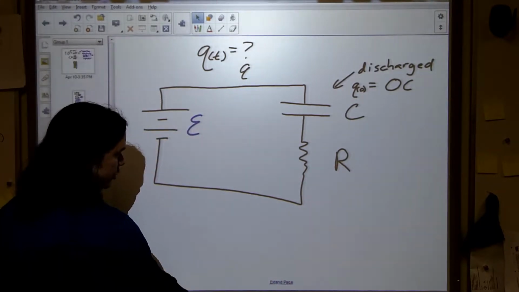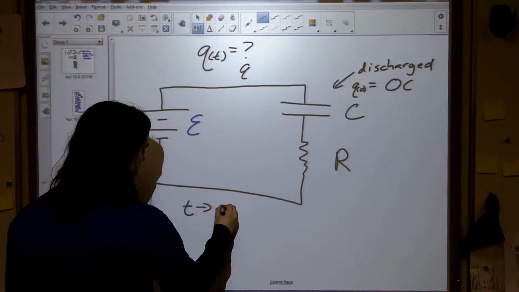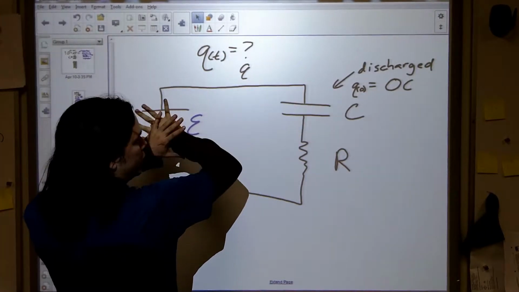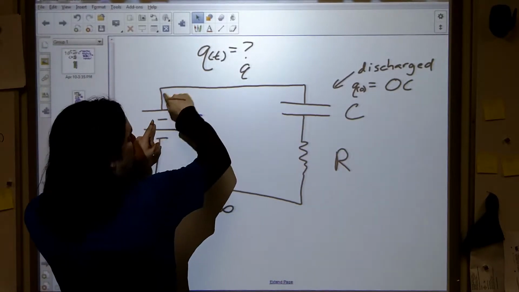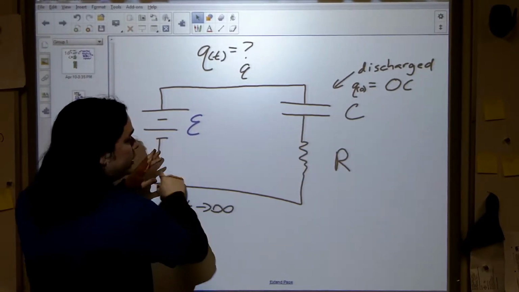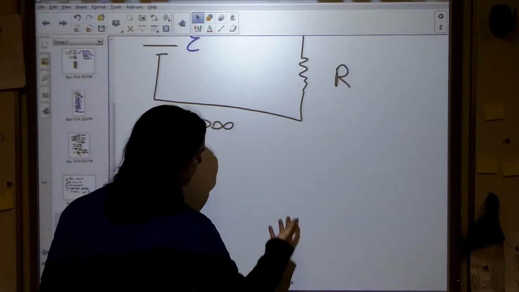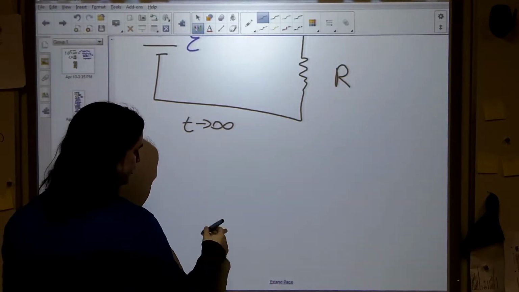When time goes to infinity, the capacitor is going to drive all of the current to a stop. It's going to block all current coming out of the battery, and there'll be no current going through this side, and the circuit will be effectively not actually having a current through it.